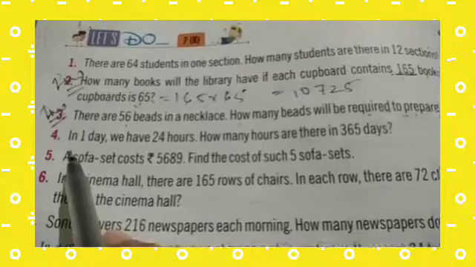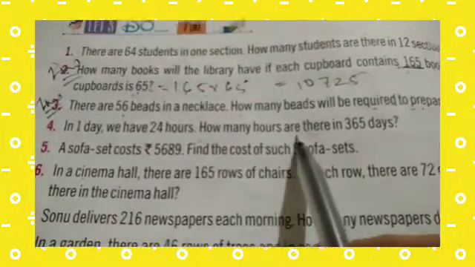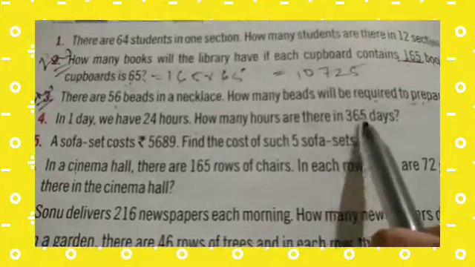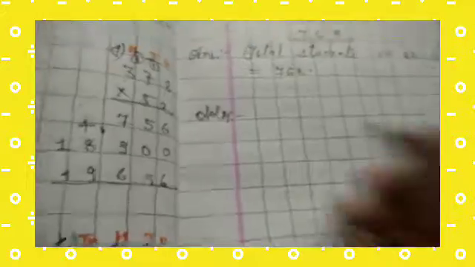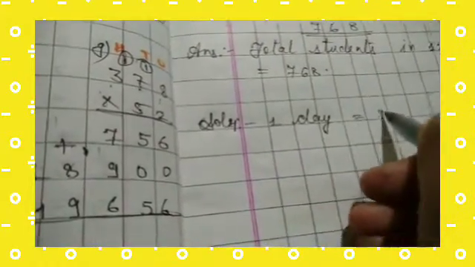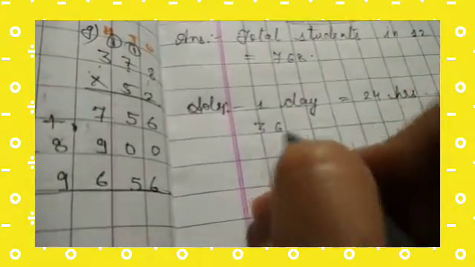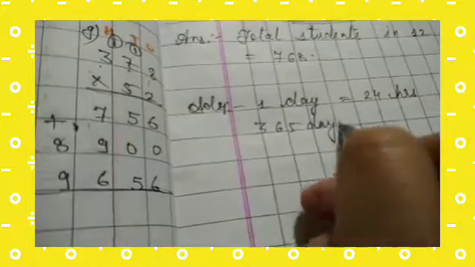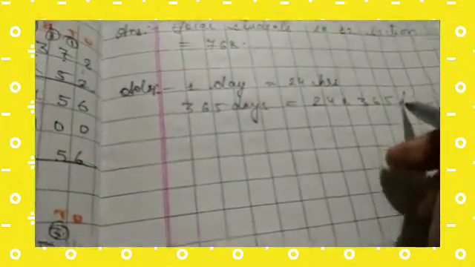Okay. Now in question number 4, in one day we have 24 hours. How many hours are there in 365 days? So children, come on, copy question number 4. One day is equal to 24 hours. So 365 days is equal to 24 into 365 hours.